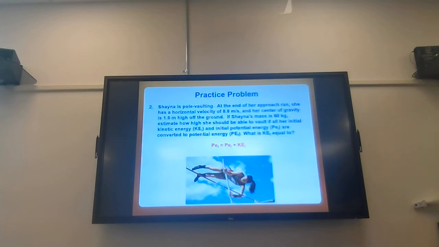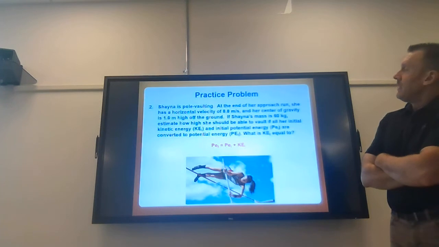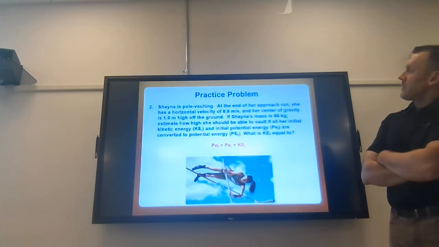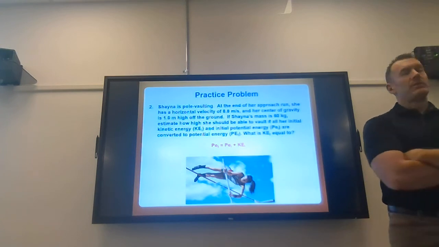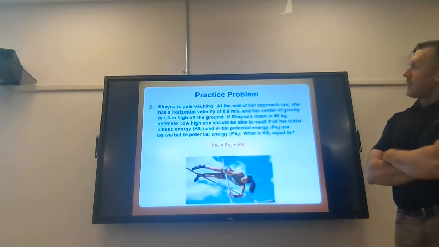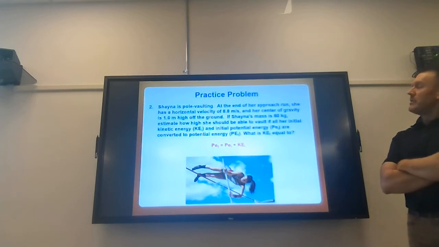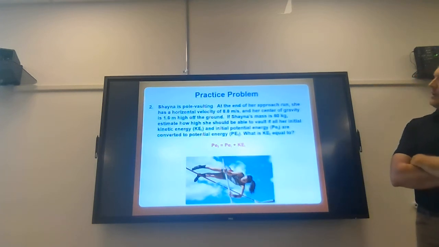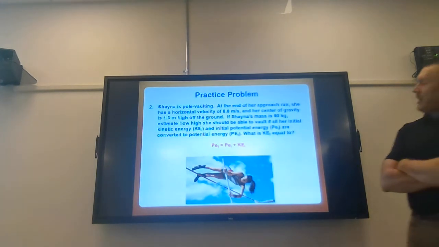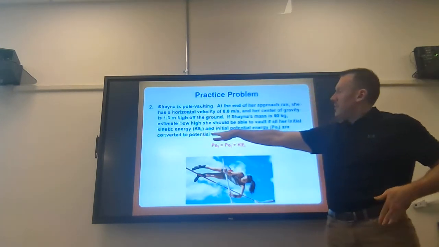Okay, so let's work this problem. Shayna is pole vaulting. At the end of her approach run, she has a horizontal velocity of 8 meters per second. So pretty fast. And her center of gravity is 1 meter high off the ground. If Shayna's mass is 60 kilograms, estimate how high she should be able to vault if all her initial kinetic energy and initial potential energy are converted to potential energy.